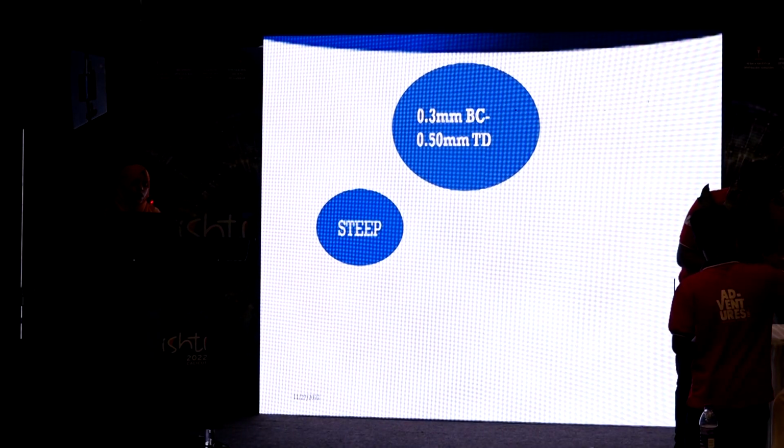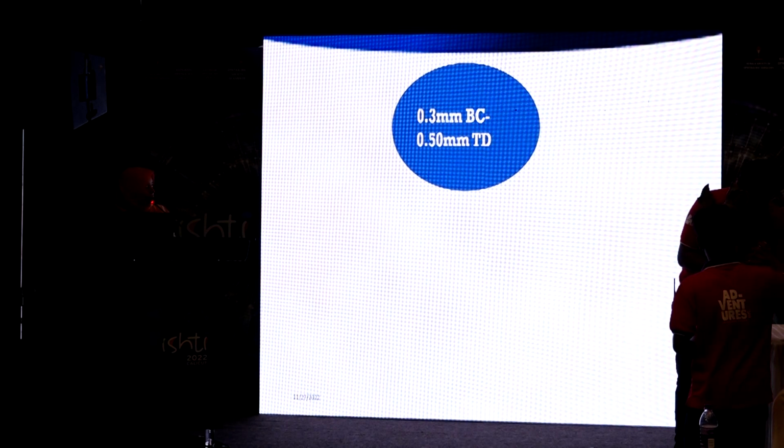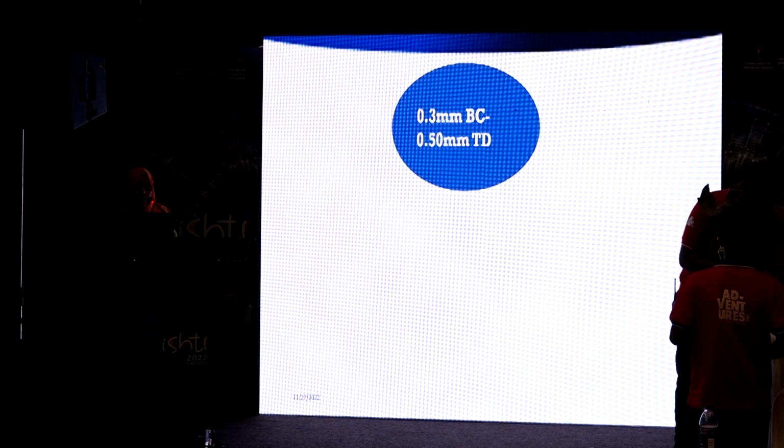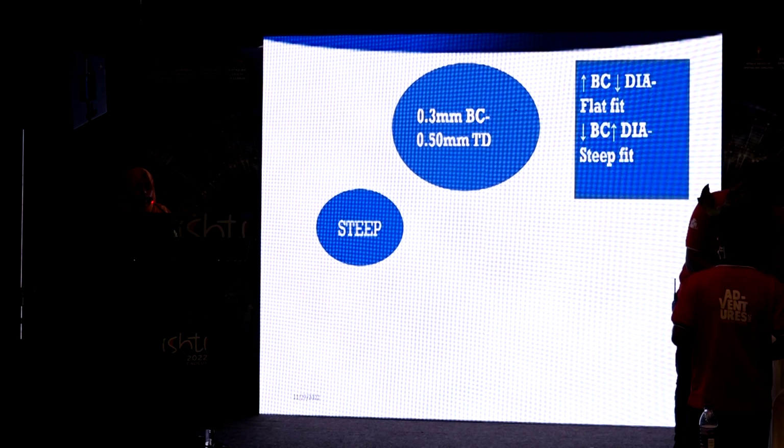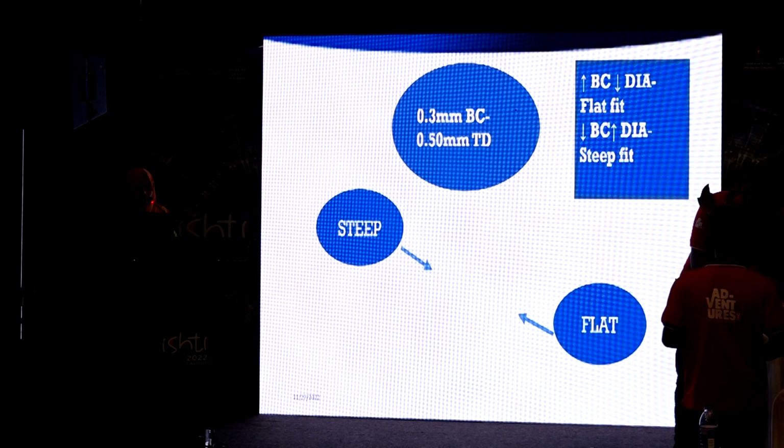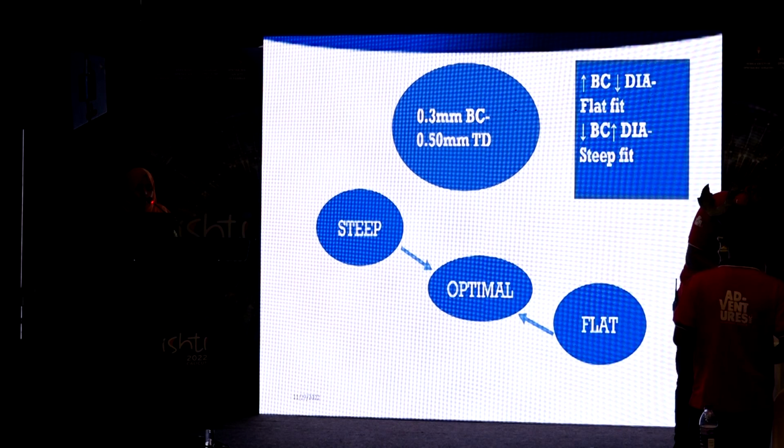Before going to that, we have to know the thumb rule: if there is a 0.3 change in base curve, there is a 0.50 change in total diameter. So if it is a steep fit, we have to increase the base curve or decrease the diameter, or if it is a flat fit, we have to decrease the base curve or increase the diameter, in order to make an optimal fit.